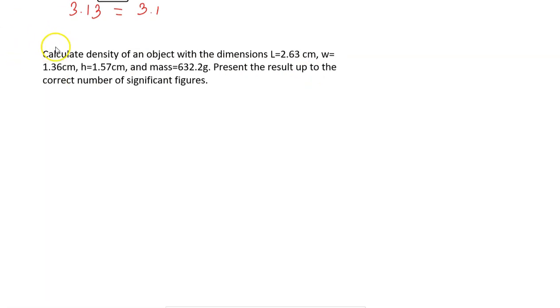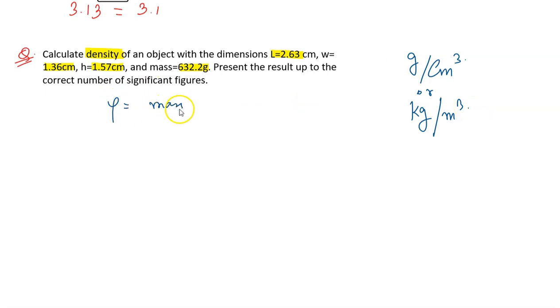Okay, so you can do this quickly. Calculate the density of an object. Dimensions are given to us: length, width and height. Mass is given. We have to just present the final result. So of course we are going to use the unit grams per cubic centimeter. So whether you keep it in grams per cubic centimeter or kg per cubic meter, the number of significant figures will be the same. So density we know, that is mass by volume. So I will use 632.2 divided by, for volume I will do length into width into height.